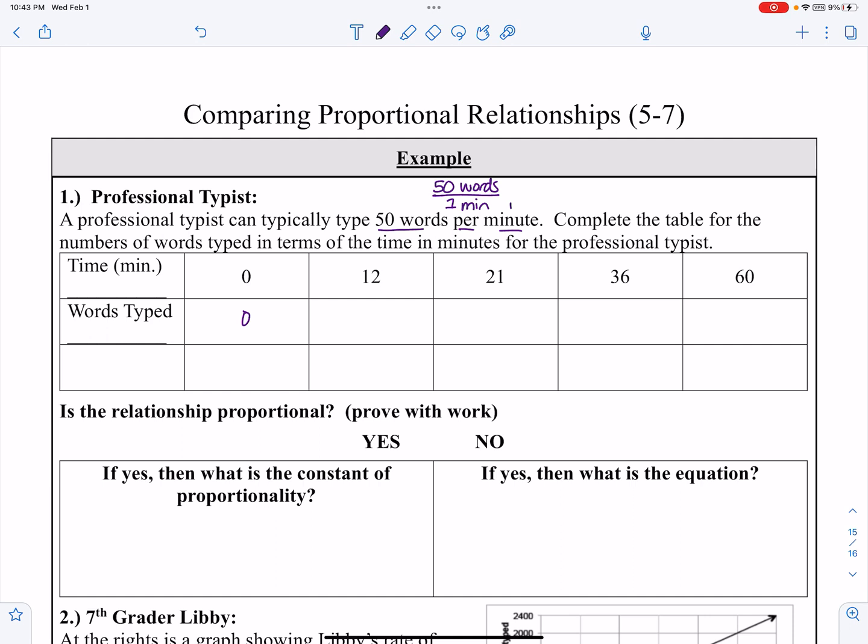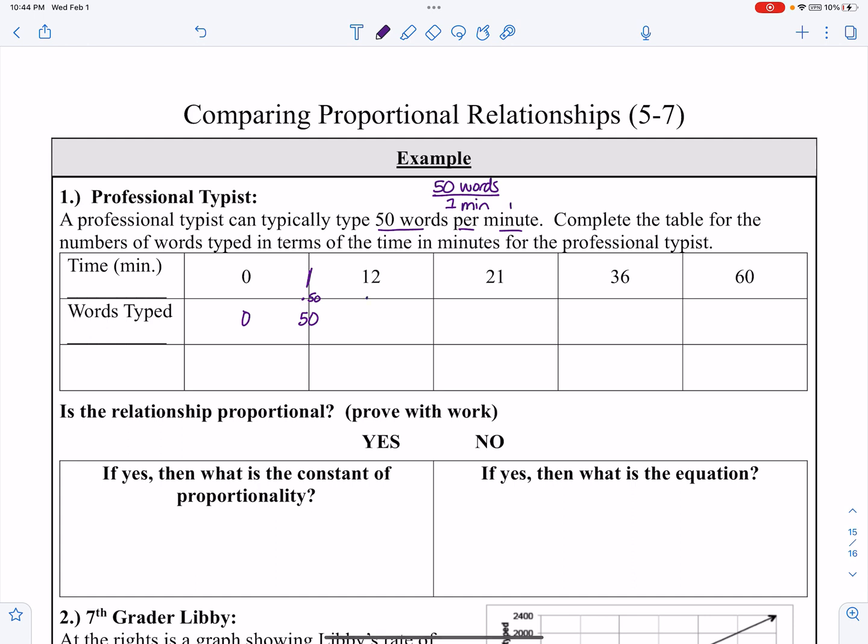They want us to complete the table for the numbers of words typed in terms of time in minutes for the professional typist. So this section is all about the professional typist. Obviously with 0 minutes, there's 0 words typed. I do know that in 1 minute, because 1's on top, they can type 50 words. So if we have a 1 up in the top and a 50 at the bottom, my constant of proportionality is going to be 50, or times 50. In our head, that's our multiplier, which we know is really the same thing as our constant of proportionality.